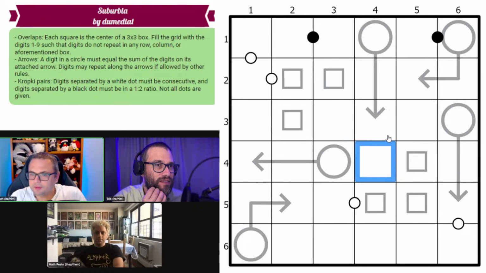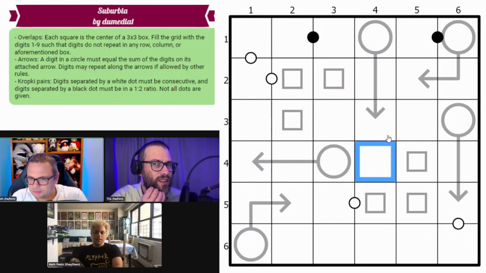Wait, sorry, no, I skipped a line. A digit in a circle must equal the sum of the digits on its attached arrow. Digits may repeat along the arrow if allowed by other rules. Are we putting only one digit per cell? I think we're putting only one digit per cell. Is that right? Okay, so this isn't really a sudoku. I mean, it's sort of.